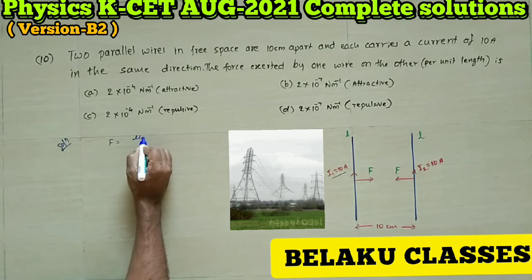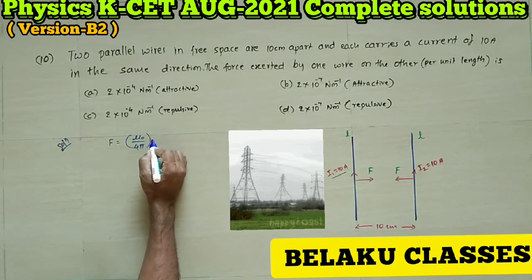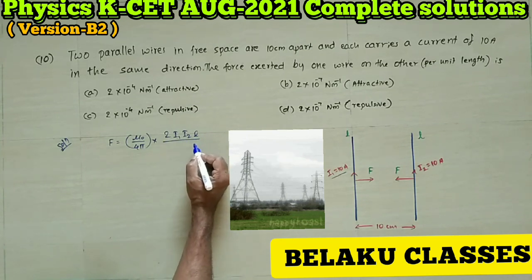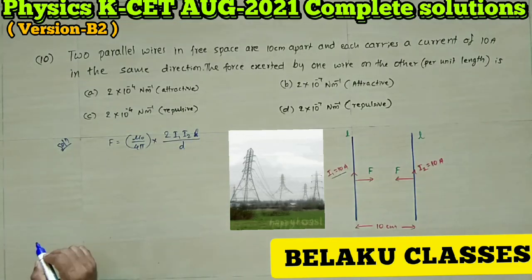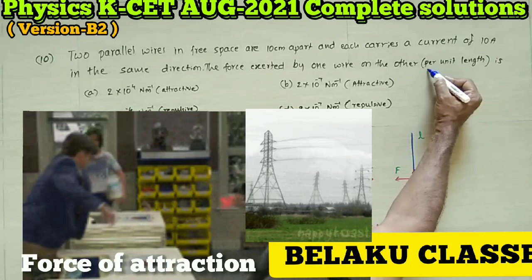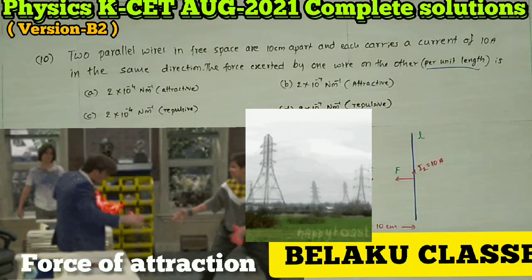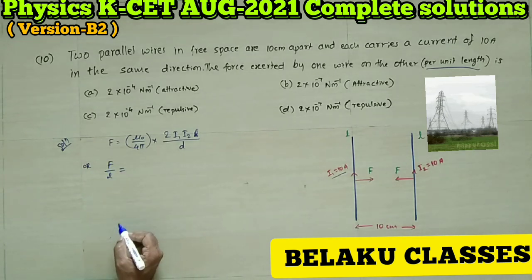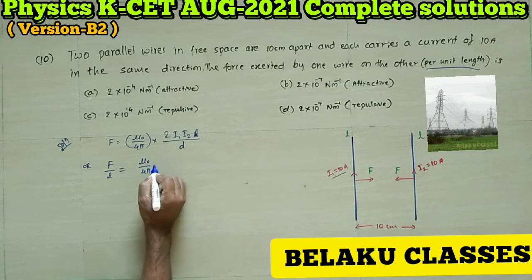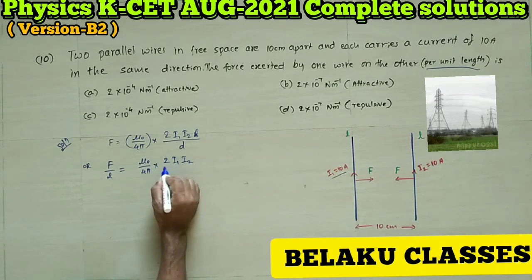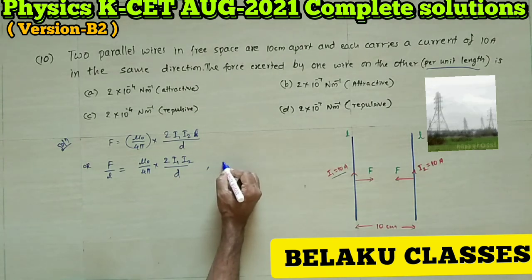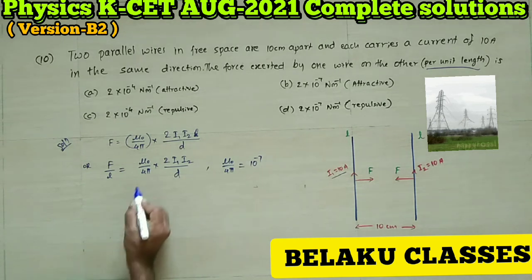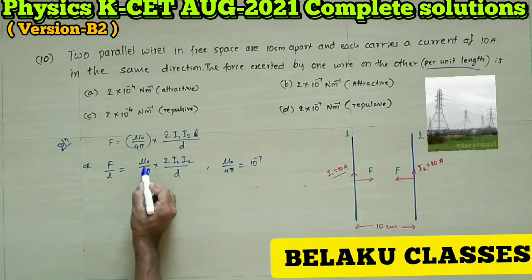We know that force is equal to mu naught upon 4 pi into 2 into I1 I2 into L by D. Now we need to calculate the force per unit length, that is F by L. You can divide both sides by L. This is the force per unit length, and the equation becomes mu naught upon 4 pi into 2 I1 I2 by D. Here the value of mu naught upon 4 pi is equal to 10 to the power of minus 7, a constant.